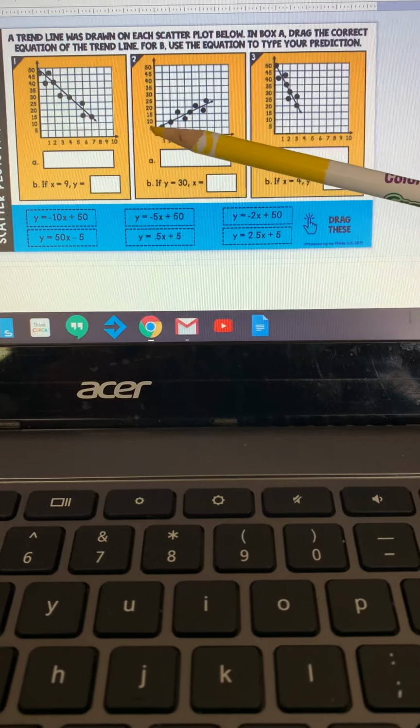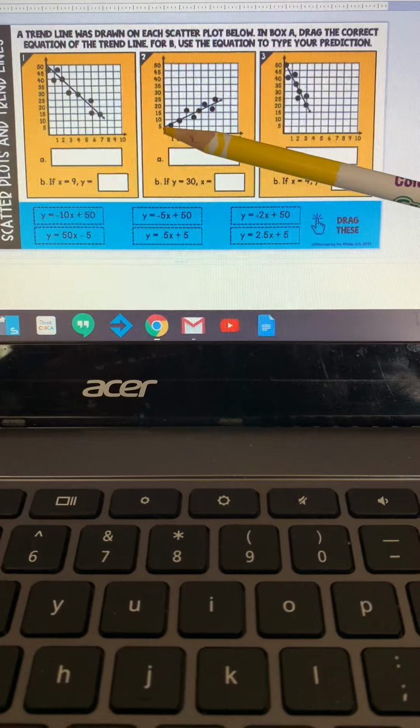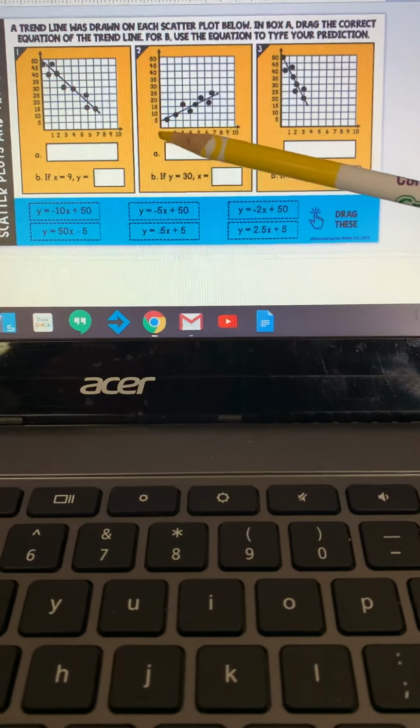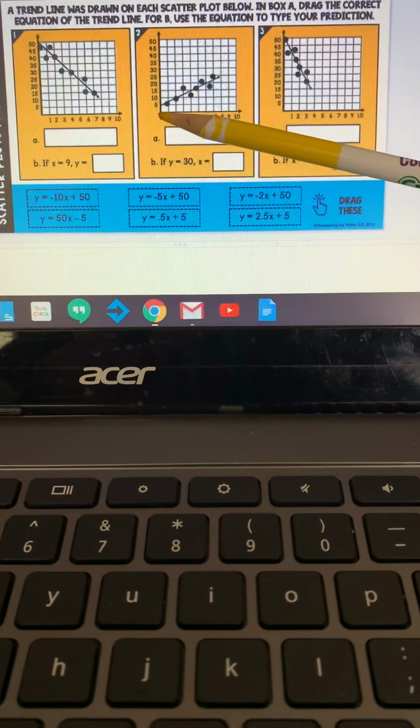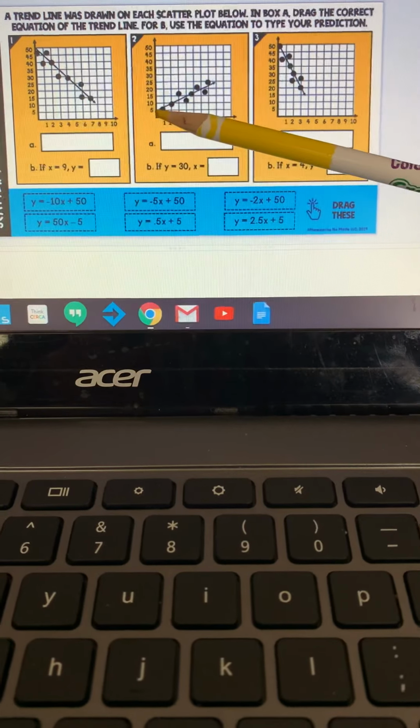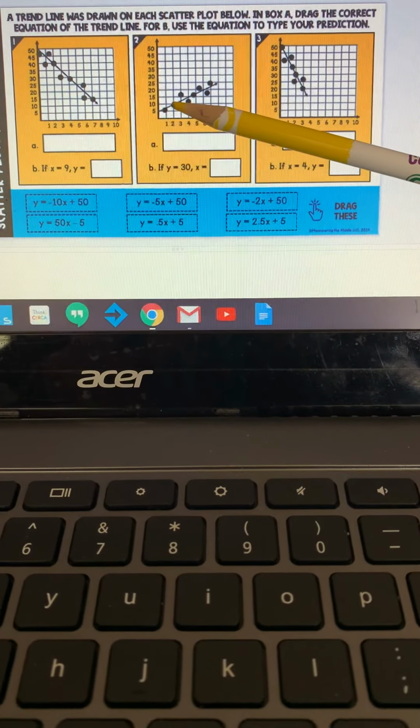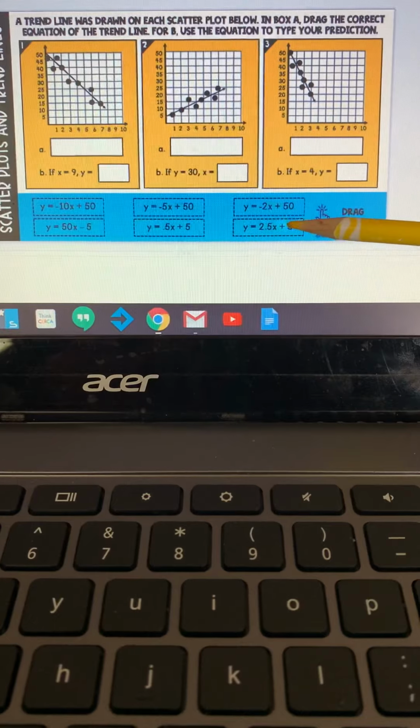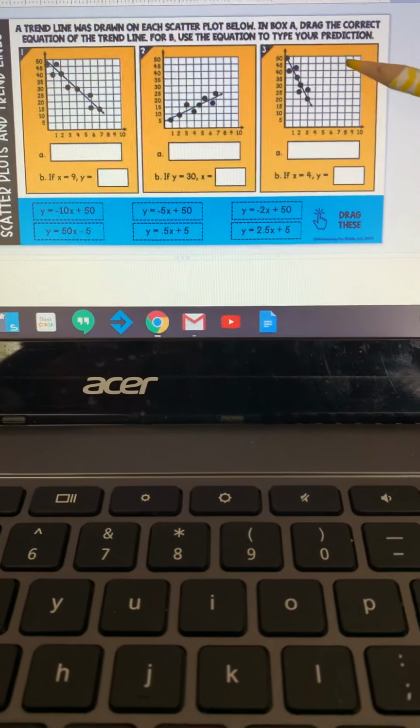So again, this one, the starting point is positive 5, which means it's one of those bottom choices. And then how many did you rise and run to get there? So maybe pick this guy. So I went up 5 and over 2. So up 5 over 2 is 2.5. That's why that one would match with that equation. And then this one is pretty similar to the first one.